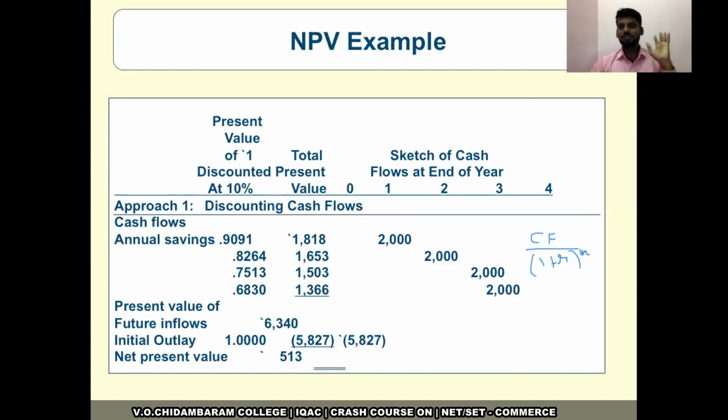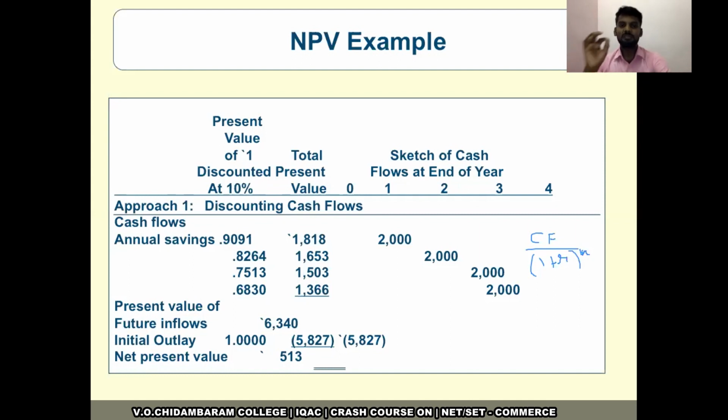That is the terminology on which it is normally quoted. Here 1 plus r uses 10%, which has to be given in decimal: 10 divided by 100, so 0.10. So it is 1 plus 0.10, the whole power n.